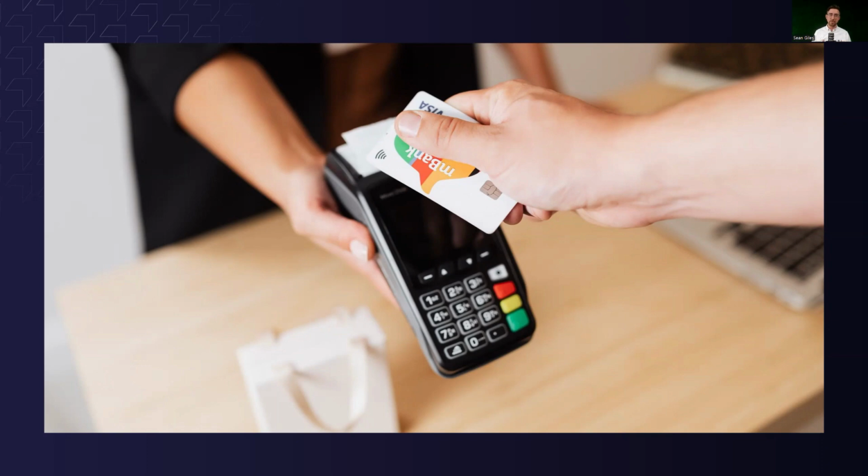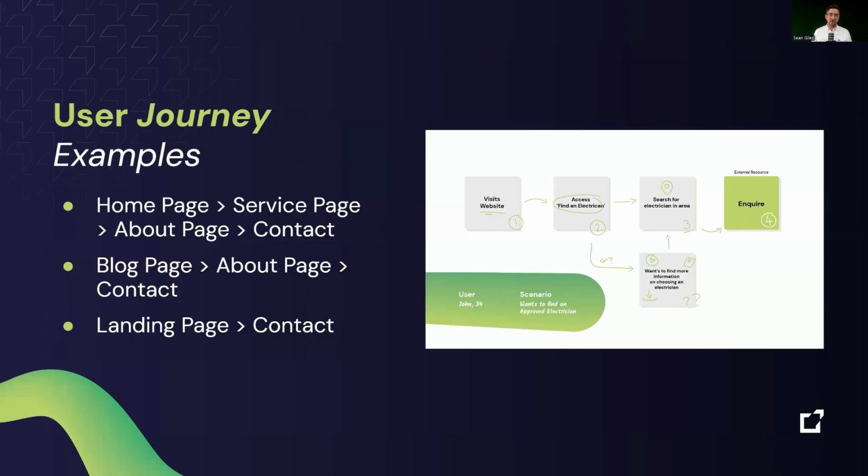We want to define how people are currently using our website and then how we can actually optimize that and constantly review it to improve it. Now, some examples of user journeys, because ultimately a user journey doesn't necessarily just need to be someone comes in on the home page and they exit on the contact page. It can be lots of different variations of pages, entry and exit.